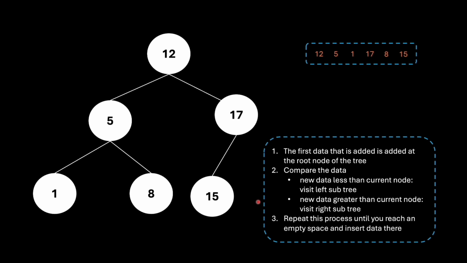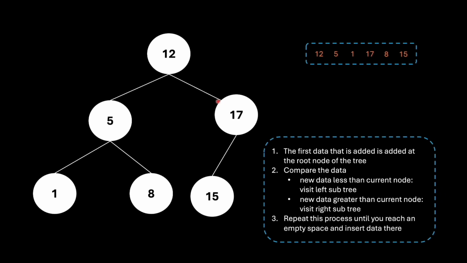I hope this makes sense to you. It's actually quite a simple process. All you have to do is check if the data you want to add is either less than or greater than the node you're currently visiting. And if it's less than, you visit the left subtree. If it's greater than, you visit the right subtree. And you keep on going until you find an empty space and you can insert your data there.